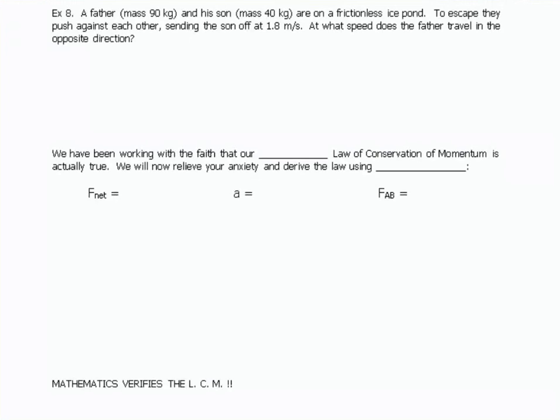Example 8: a father, mass 90 kilograms, and his son, mass 40 kilograms, are on a frictionless ice pond. To escape, they push against each other, sending the son off at 1.8 meters per second. At what speed does the father travel in the opposite direction?